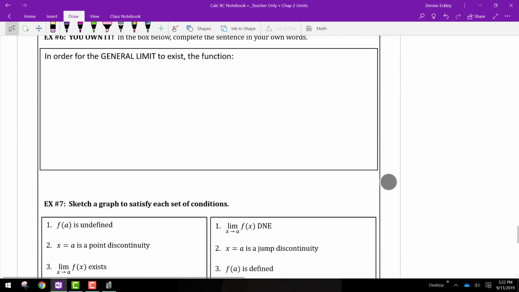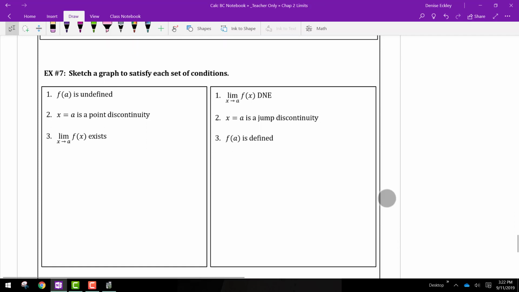Okay, so here we go. I want you guys to do this on your own. I'm not going to do any notes here for this. In order for the general limit to exist, the function, so please complete this little box and then we'll discuss it in class tomorrow.